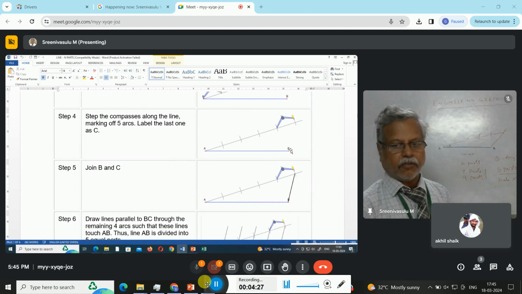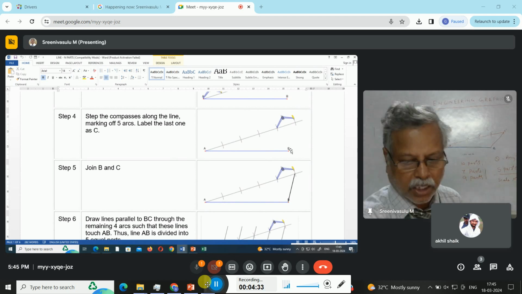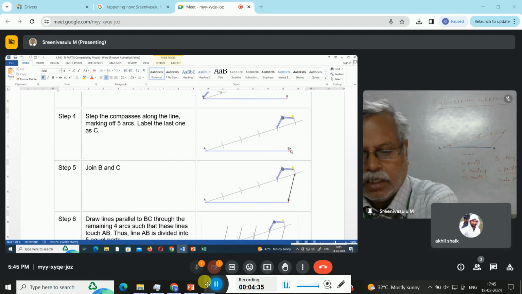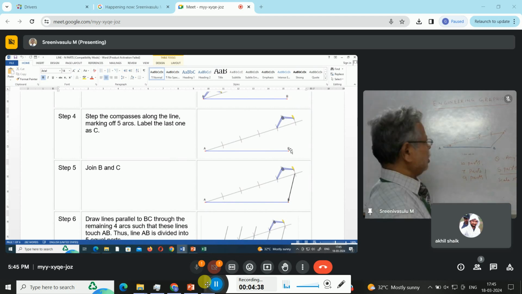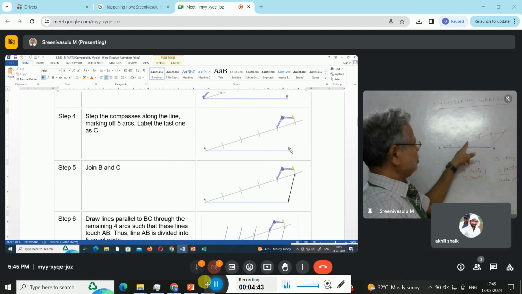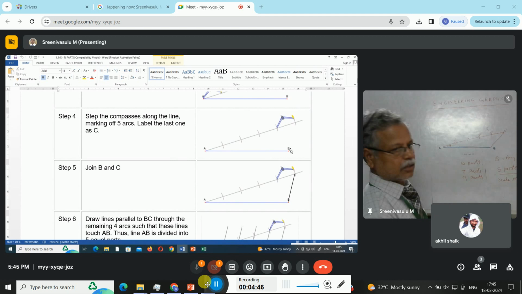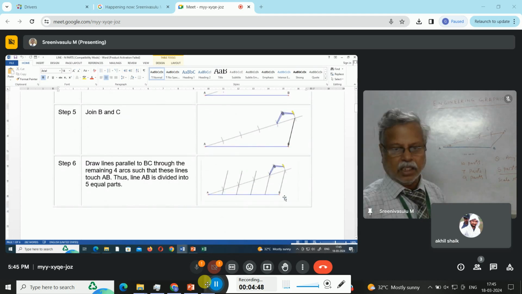Then after that, take the set squares. With the support of set squares, try to draw lines parallel to 5 dash B, passing through 4 dash, 3 dash, 2 dash, and 1 dash. Okay, so that is your step 6. See, this is your 5 dash B line, and you need to draw parallel lines to this from 1 dash, 2 dash, 3 dash, and 4 dash, such that those lines are going to cut the AB line. Say it is like this.